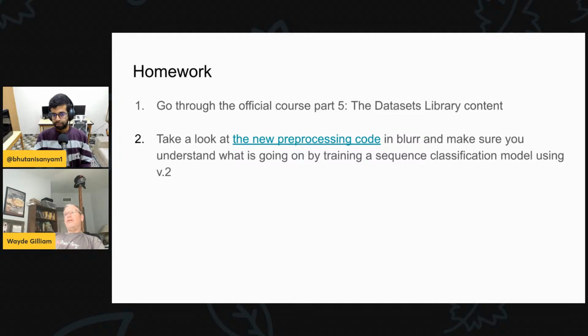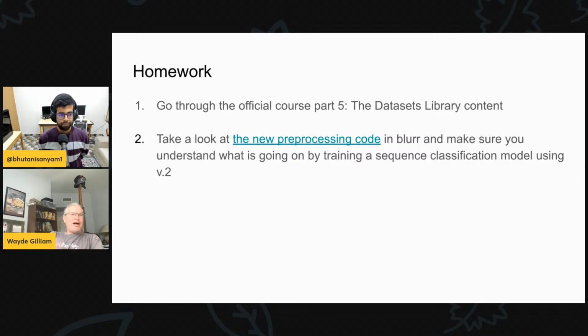And then also, just real quickly, look at some of the new preprocessing code in Blurr. I have a link exactly to where these preprocessing classes that I just showed you for sequence classification are. Check that out. Make sure you can understand it. Maybe even try doing that with something from the datasets or from the dataset hub. Try doing that with the data frame, maybe, and building some sequence classification models. And make sure you understand that.